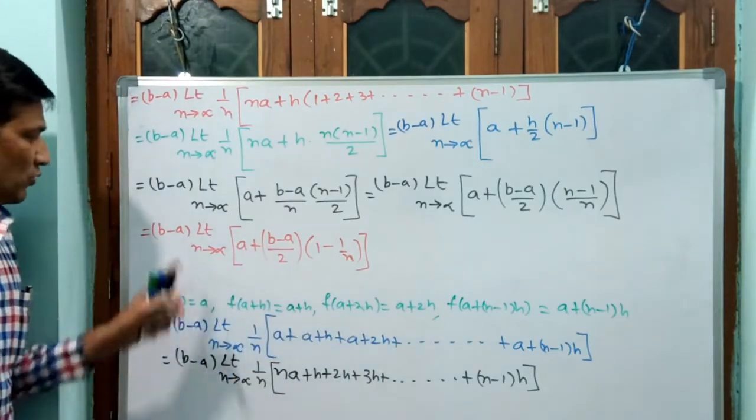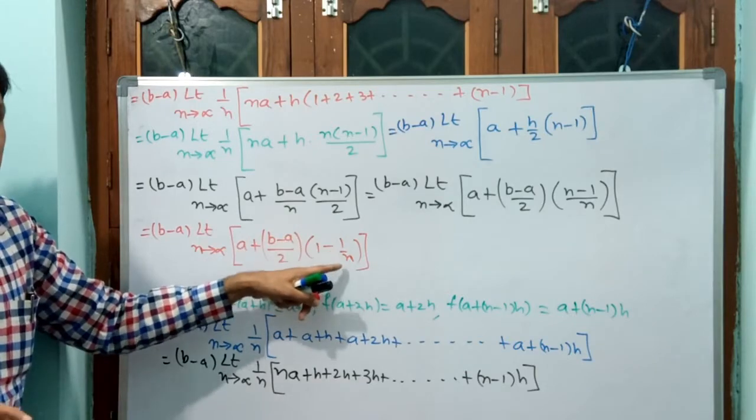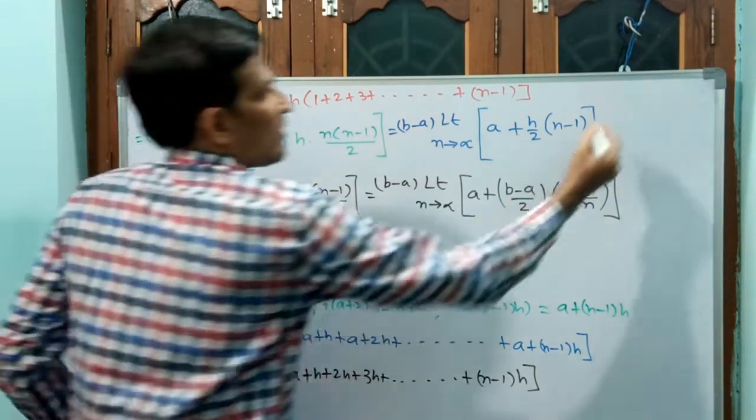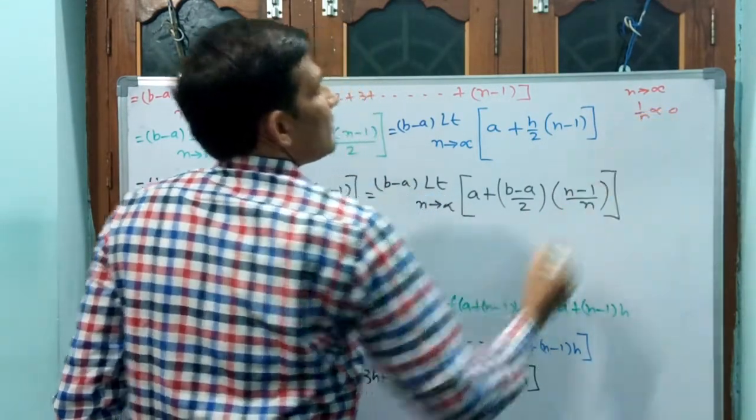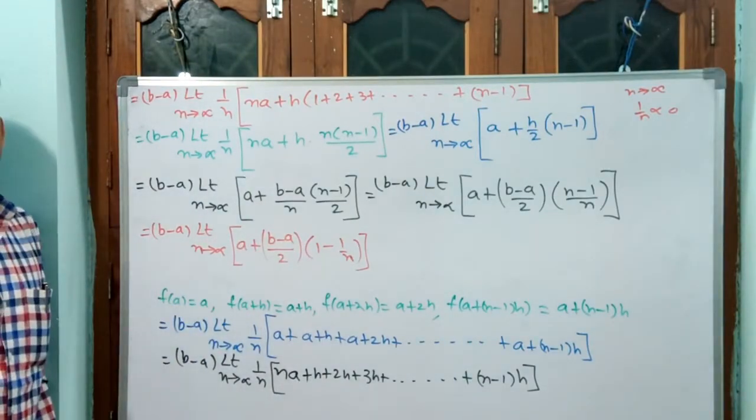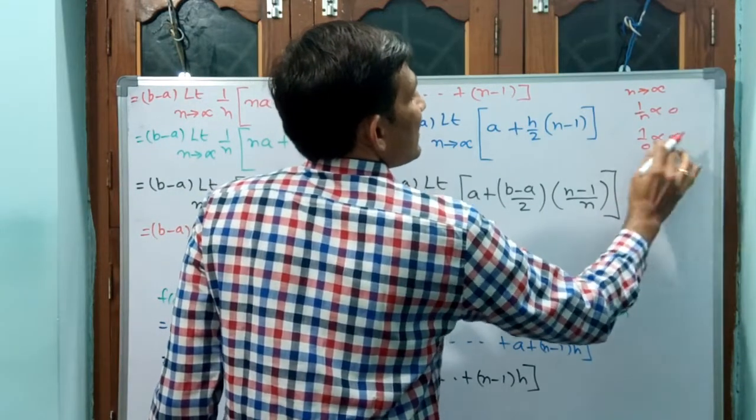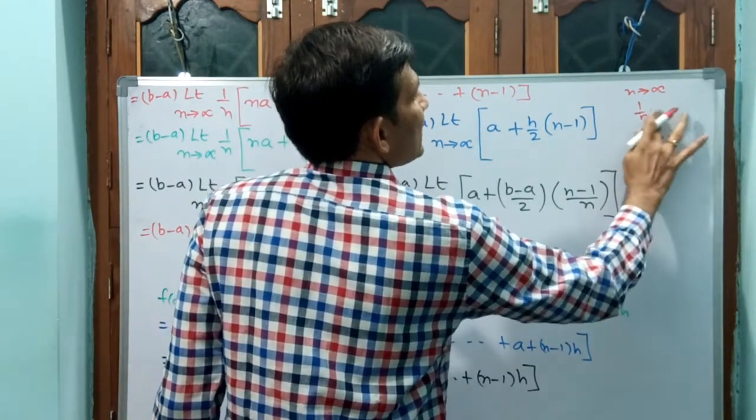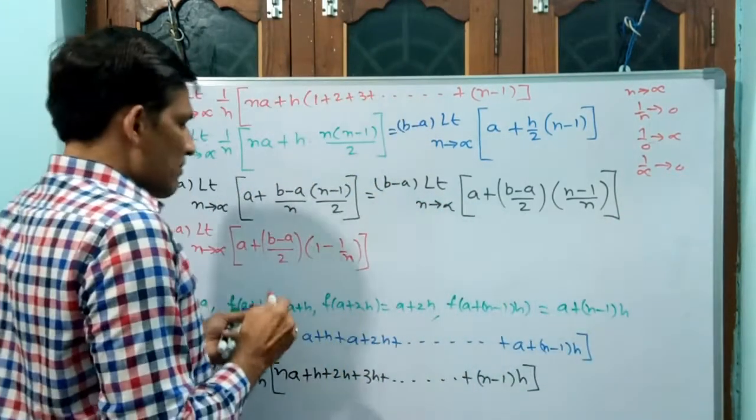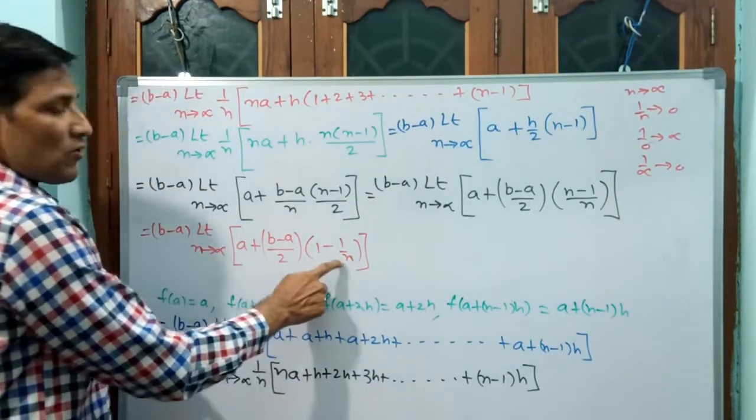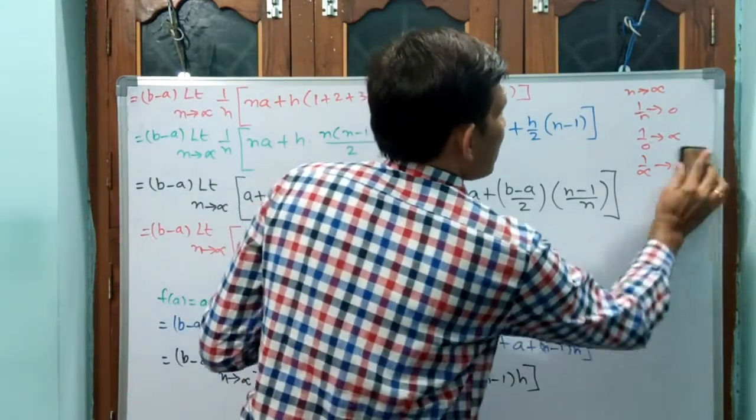Now you apply this limit, n tends to infinity. When n tends to infinity, automatically 1 by n tends to 0. Because 1 by 0 tends to infinity, so 1 by infinity tends to 0. Here 1 by n means 1 by infinity. In place of n you substitute infinity, then automatically 1 by infinity tends to 0. So it is 1 minus 0. That's what I wanted to say.